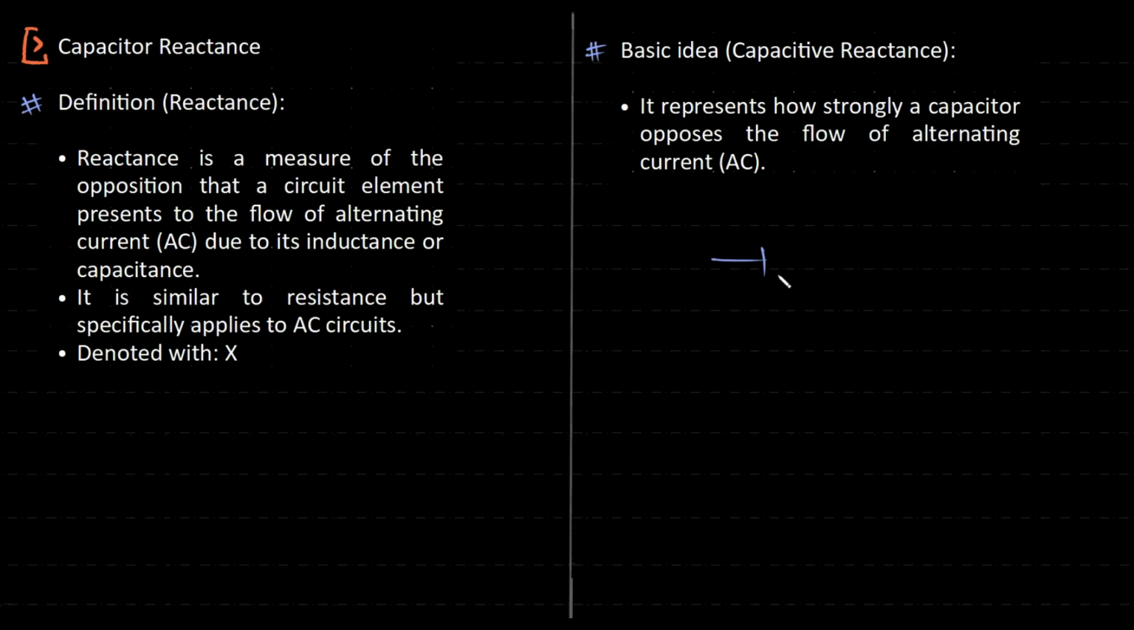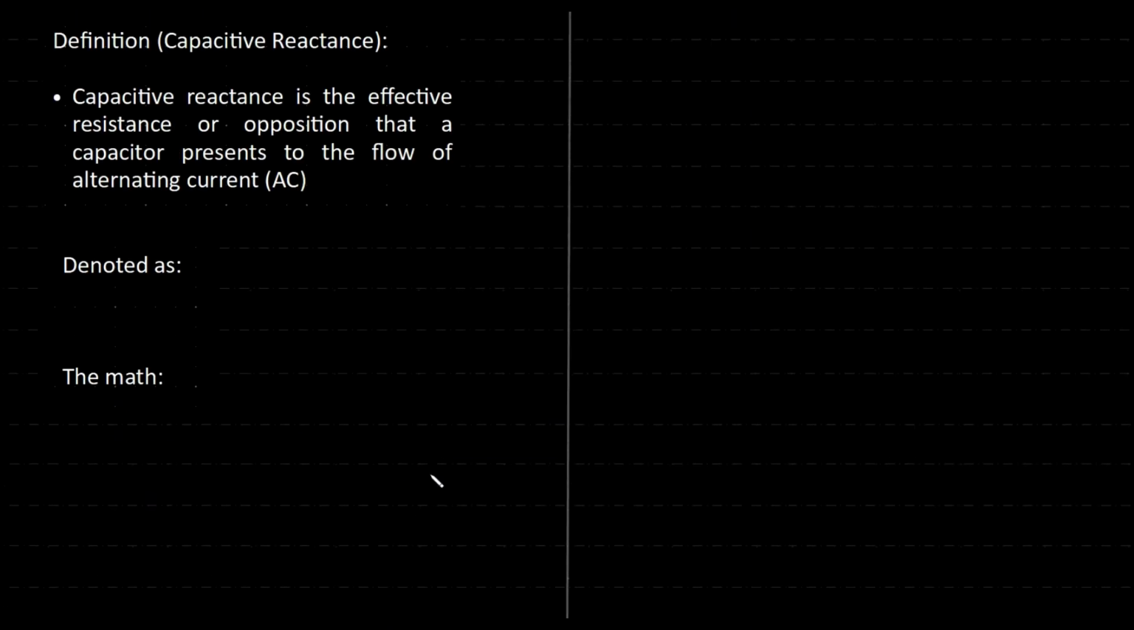That is when we introduce a capacitor in your AC circuit, right? When we switch it on, what problems will it create? Not exactly problems, but resistance, right? That's your capacitive reactance. The actual definition is: capacitive reactance is the effective resistance or the opposition that a capacitor presents to the flow of an alternating current.